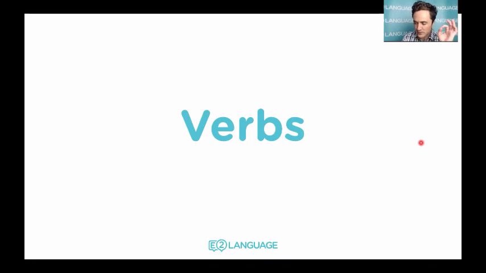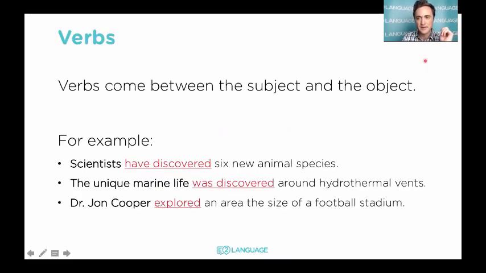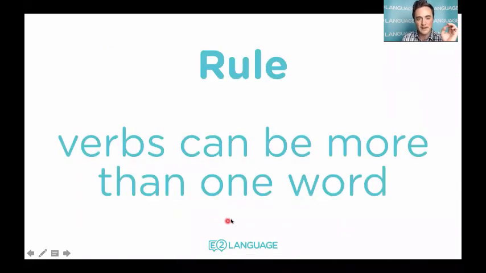Let's now look at verbs because we now have a good understanding of what subjects are. Verbs also require some understanding. Verbs come between the subject and the object, okay? For example, here's the subject, scientist, here's the verb, and here's the object here. So the verbs slot in the middle between the subject and the object. Here's a rule. Keep this in mind. We said that subjects can be more than one word. Verbs can also be more than one word. Verbs aren't always single words. Verbs can have 2, 3, even 4 words, and still be one verb.